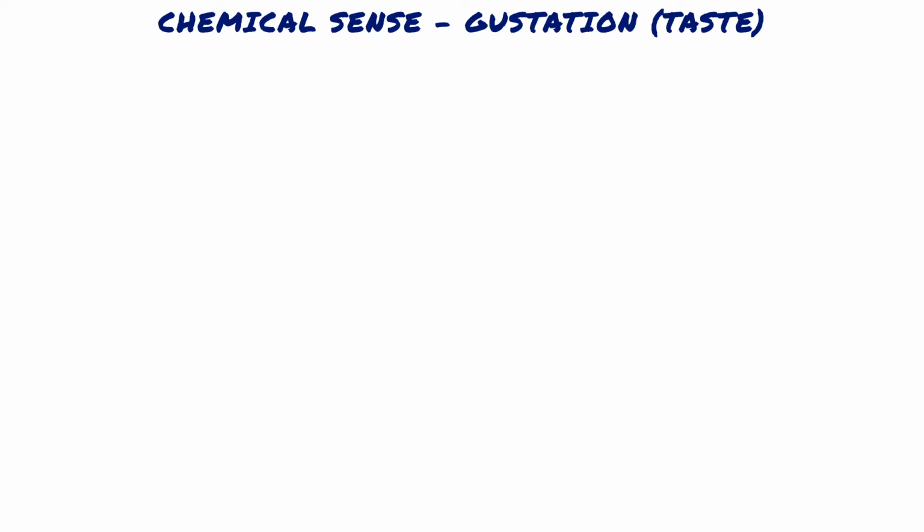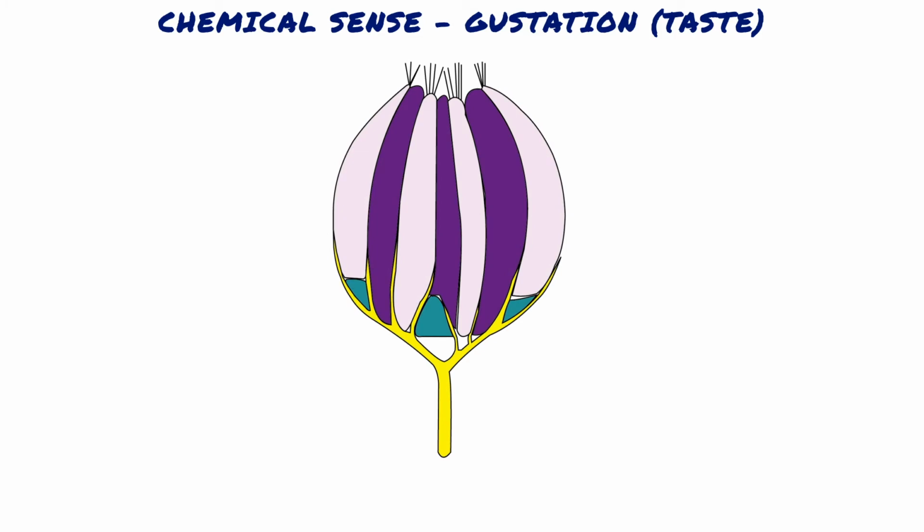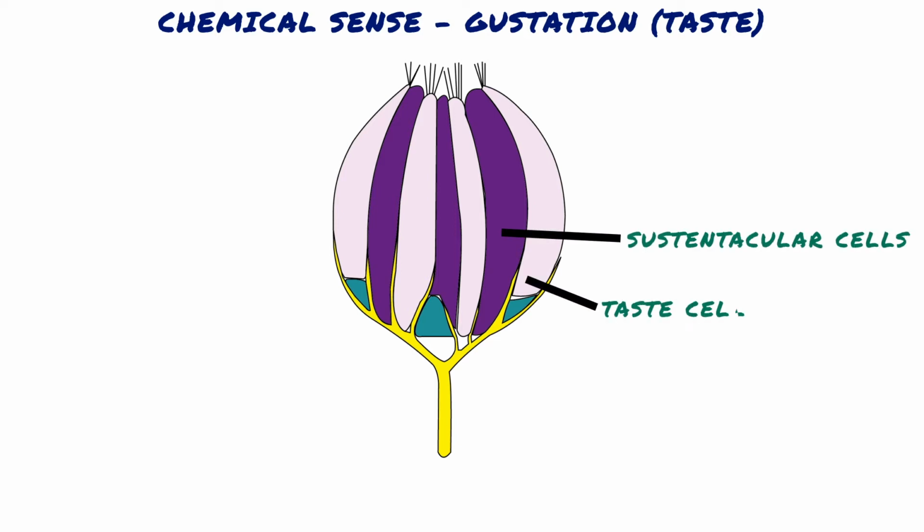Chemicals called tastants are detected and transduced by chemoreceptors located in taste buds. Taste buds are found in papillae of the tongue mucosa. The taste bud is composed of about 50 modified epithelial cells, some of which are supporting cells called sustentacular cells, and others which are called taste cells.